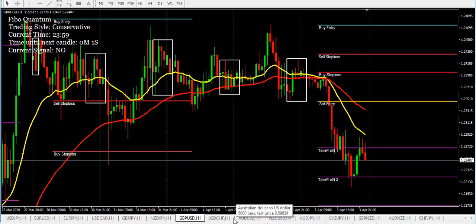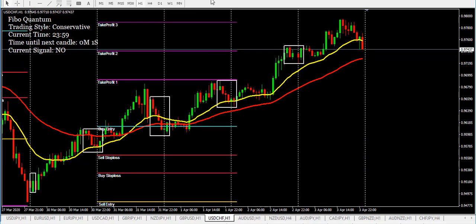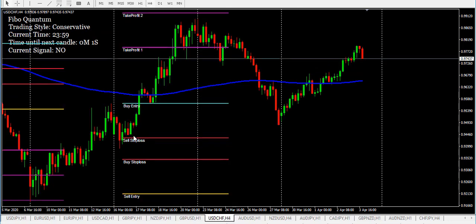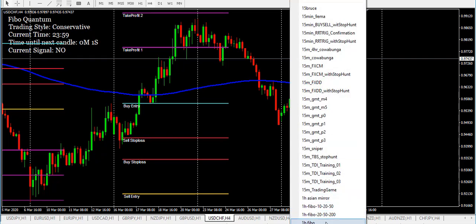Let's see, I think USD CHF we want to look at. If we go to the 4-hour chart here, we're going to see that, let's see here, we don't have the right indicators up there.